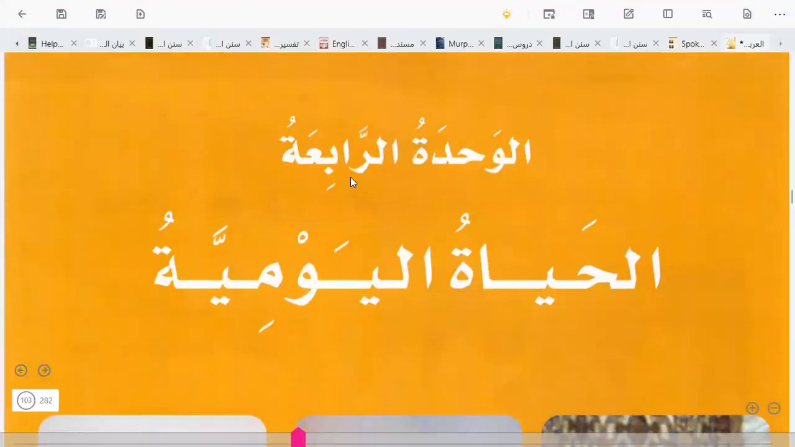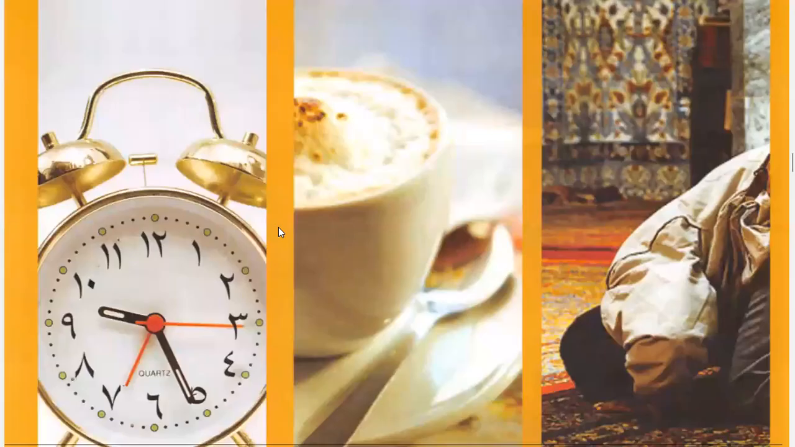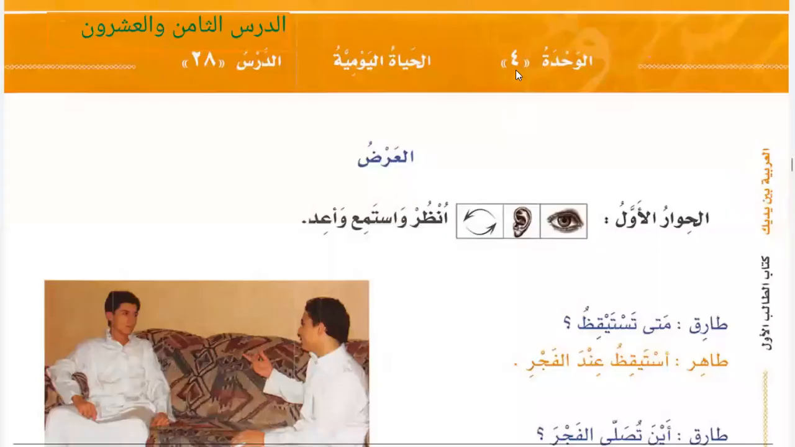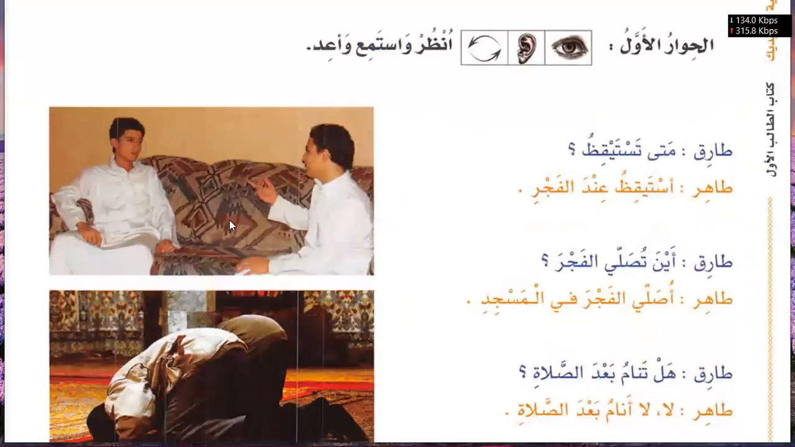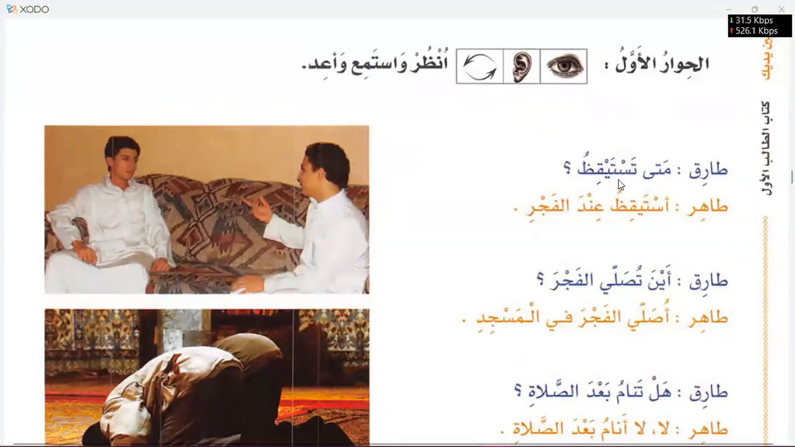Al-Wahdatur Rabia, fourth unit, Al-Hayatul Yawmiya, daily life. Ad-darsul Thamin wal Ishrun, 28th lesson. Al-Ard, presentation. Al-Hiwar al-Awwal, the first dialogue. Unzur wastami wa'id: look, listen and repeat. Tariq: Mata tastaikiz? When do you wake up?